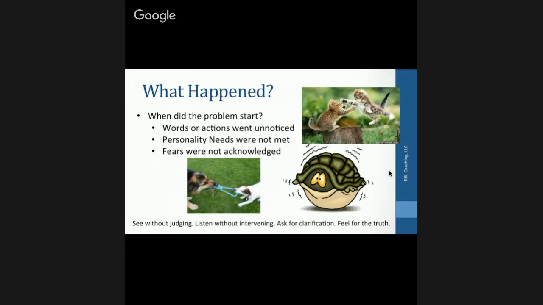So what happened? When did the problems start? And I hope you don't think that your dream team just wakes up in the morning and plans to sabotage your day. This change in attitude didn't just happen overnight. It's like that tumor that doesn't just appear one day, large and festering. It happens slowly. But maybe you didn't pick up on it. Maybe you didn't notice the subtleties. Maybe words or actions went unnoticed. Maybe personality needs or wants were not met. Maybe fears were not acknowledged.